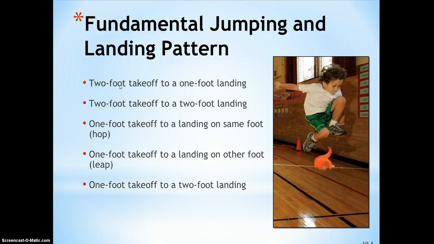Again, very complicated because the child has to maintain balance on one foot. A 2-foot takeoff to a 2-foot landing is a little bit easier, just because now they're able to balance with 2 feet instead of 1. Starting off from a balanced position, a 1-foot takeoff to landing on the same foot is otherwise known as a hop.